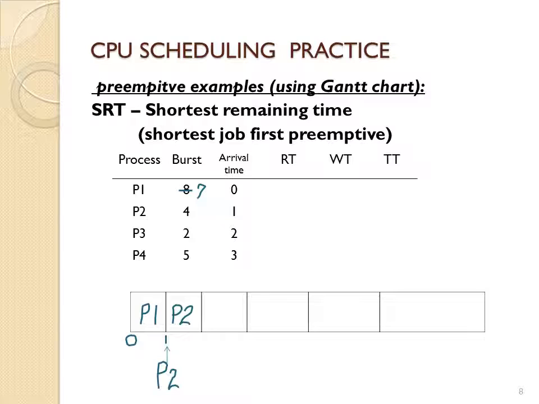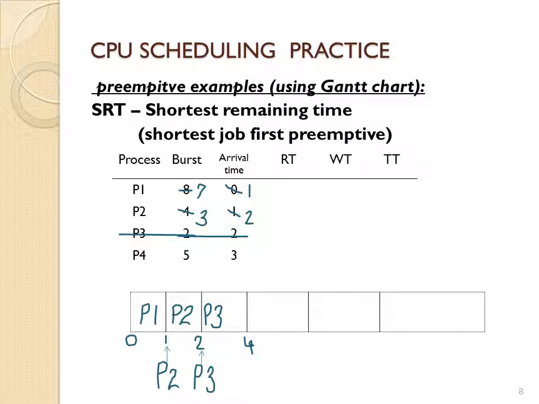So now P2 is on the CPU, but at time 2, we will have the arrival of P3. When P3 arrives at time 2, P2 has a CPU burst left of 3, and P3 has a CPU burst left of 2, so the shorter remaining time is going to be P3, so P2 will then be preempted, and P3 will now be on the CPU. So now P3 is on the CPU, and it will continue on the CPU until time 4, at which time it will complete its execution.